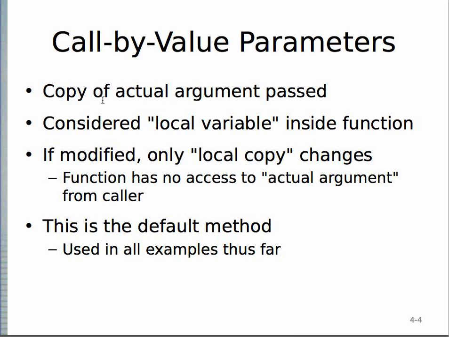Okay, so call by value. Once again, you take a copy of the actual argument. You make a copy, and then you put that copy inside the function as a local variable, so that if you change the value of the local variable, it's not copied back to the calling function. So if you modify the local variable, only the local copy changes, and the function has no access to the actual thing from, in this case, main. Okay. So this is the default way of passing parameters, used in pretty much all examples thus far. Everything that we saw in Java used this way of passing parameters.